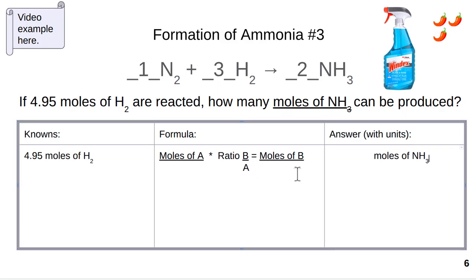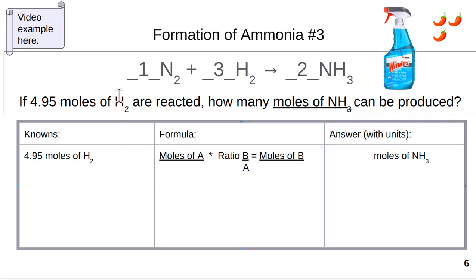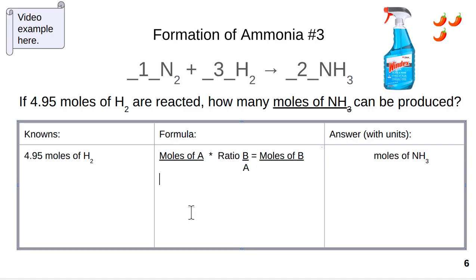I've already set up the formula here for you, but I'm going to rewrite it below. So we're going to start with moles of A. A is the substance that we know something about. Think about it as going from A to B. So A is the one that we know something about. That's 4.95 moles of hydrogen. And up until this point, we didn't always write the substance after the moles, but for this conversion, it's going to be really helpful if you write the substance so that you can make sure that your formula is set up correctly.